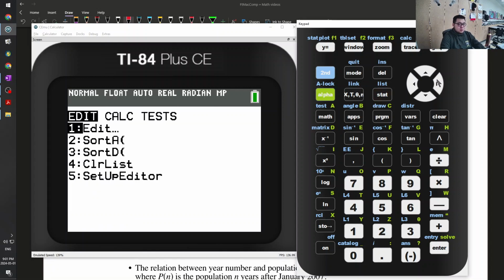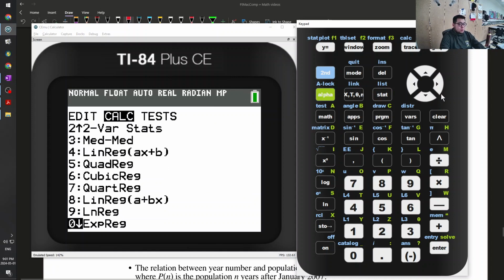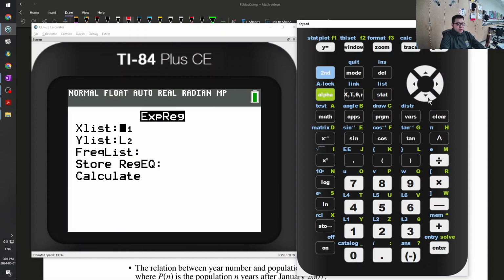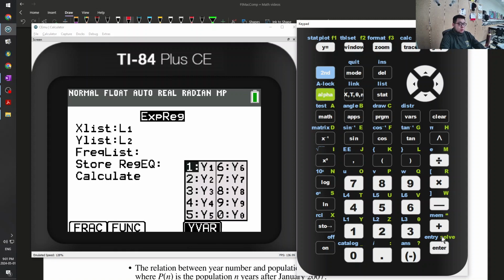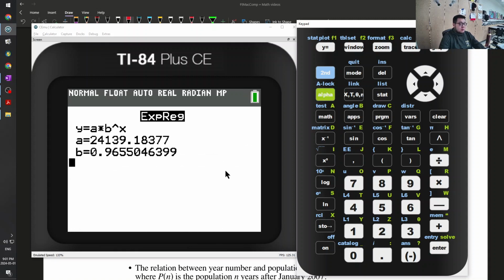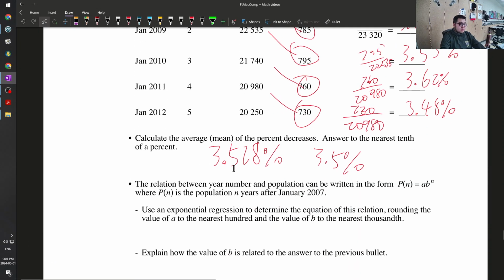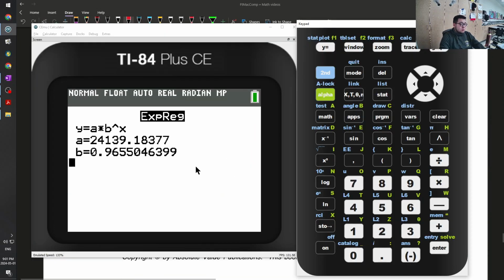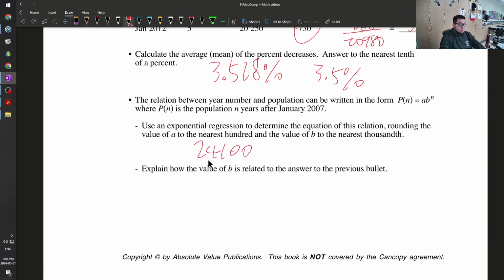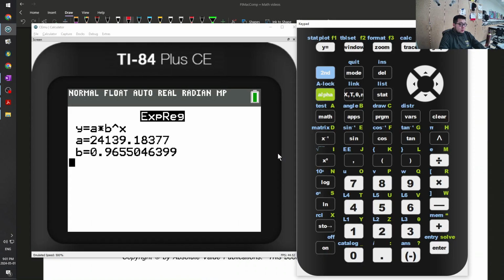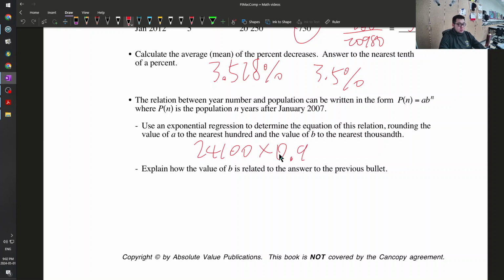Okay, stat calc. We want to do exponential regression because this is exponential decay. We'll store it into y1 just to be safe. And I have 24139, so to the nearest 100, 24100 times 0.966 to the power of x. Okay, that is the exponential regression.